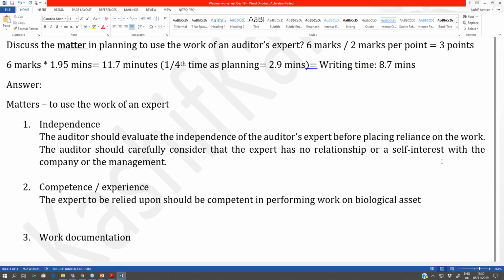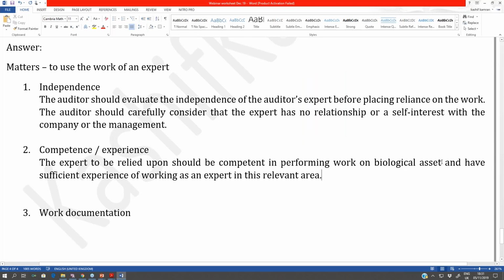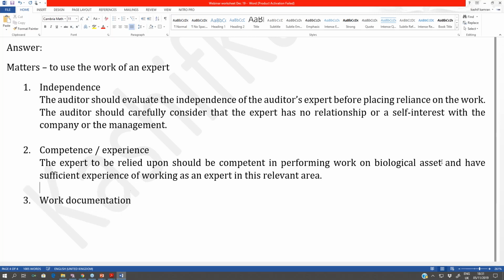So the expert to be relied upon should be competent in performing work on biological assets and have sufficient experience of working as an expert in this relevant area. So he has been working in this relevant area for a very long time. So I can trust him, I can rely on him. Yes, there is no need to give reference to the ISA 610, right? Because the examiner says there is no marks for naming the ISA.